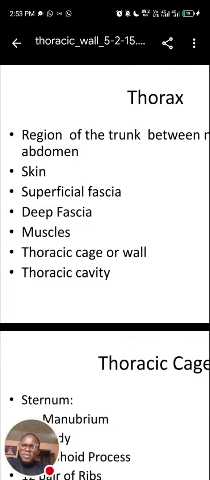Skin is epithelium, so it is epithelial tissue. Superficial fascia and deep fascia are connective tissue. Muscle is muscle tissue. Now, there is one they have not mentioned. That is the nerve tissue. This is what you find in the thoracic cage or the thoracic cavity. So are you seeing how we bring in histology from first year?